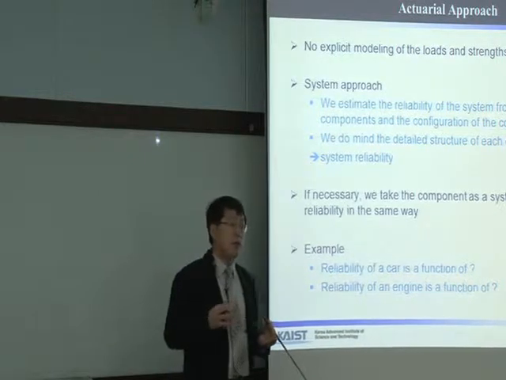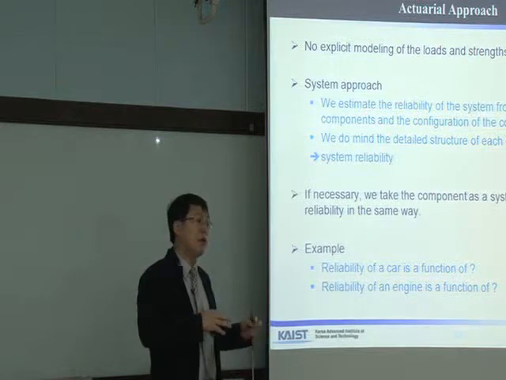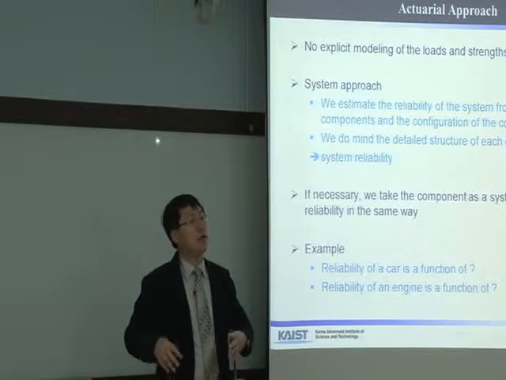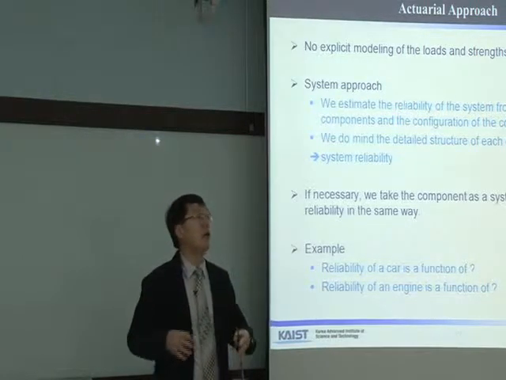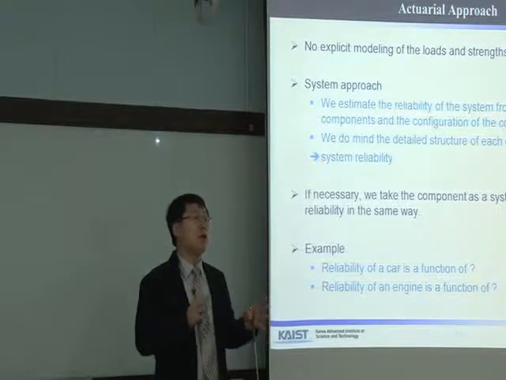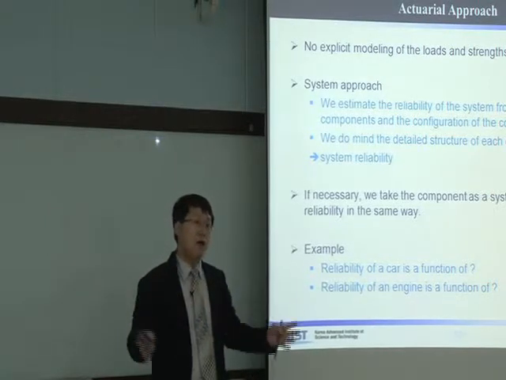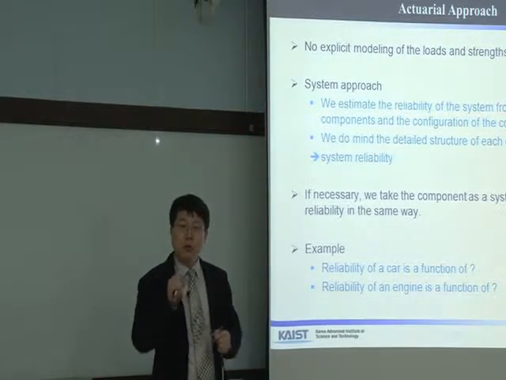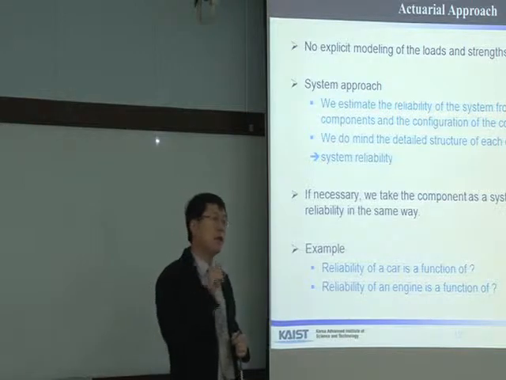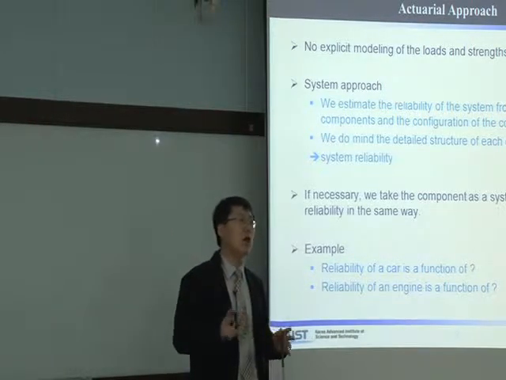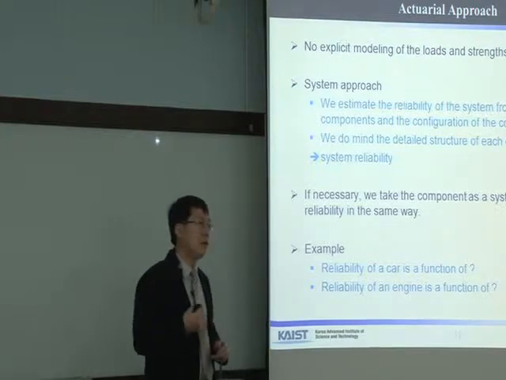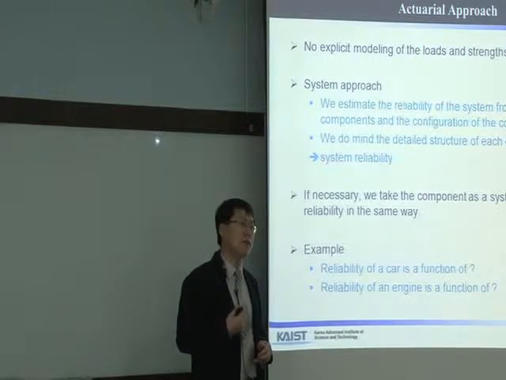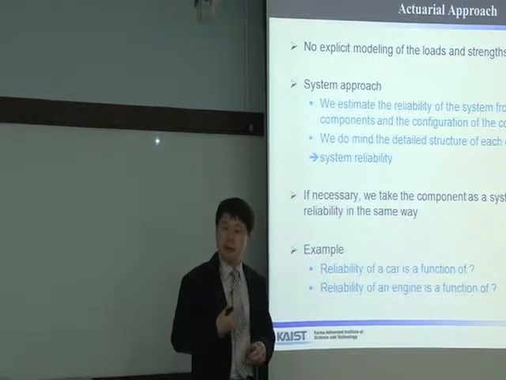So the reliability of a car is a function of the reliability of an engine, the reliability of maybe wheels, the reliability of brake systems, the reliability of a control system. So we can express the reliability of the car by the reliability of the components. If we know the reliability of the components, we can estimate the reliability of the whole car. Then the next question may occur in your mind: how can you estimate the reliability of the engine?